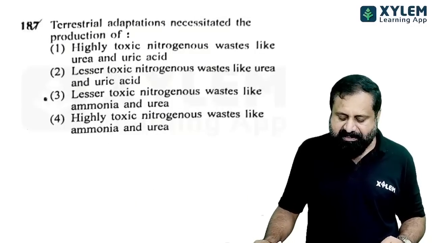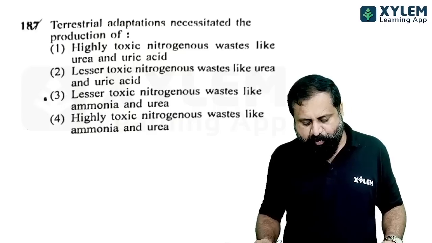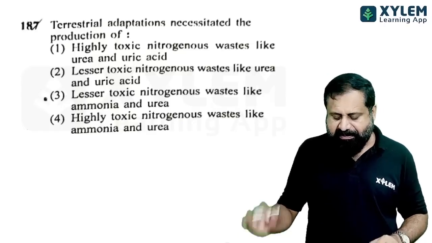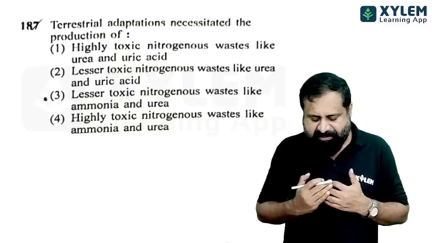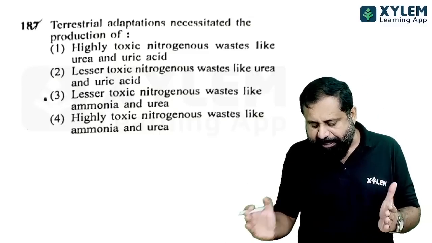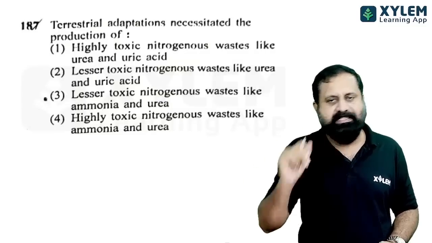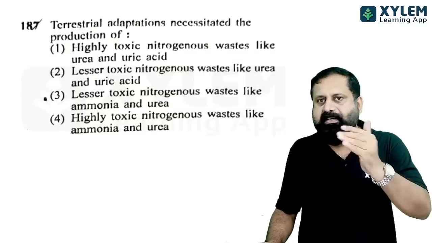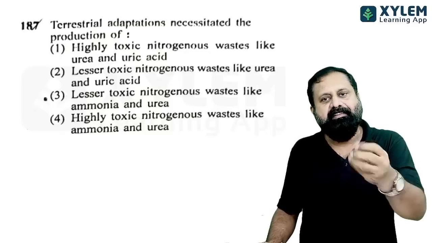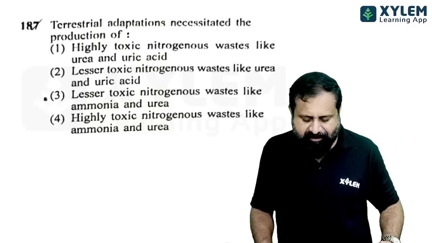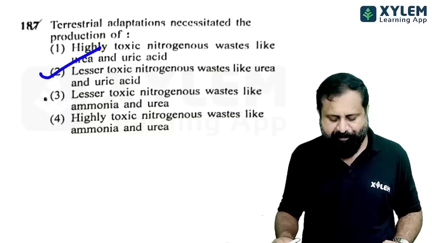Next, terrestrial adaptations necessitated for the production of highly toxic nitrogenous waste like urea and uric acid, lesser toxic nitrogenous waste like ammonia and urea, highly toxic nitrogenous waste like ammonia and urea. In terrestrial condition, water availability is less. So the animals will excrete urea and uric acid. They are comparatively less toxic and they need only less amount of water. So answer is option number 2, 187, 2 is the right answer.